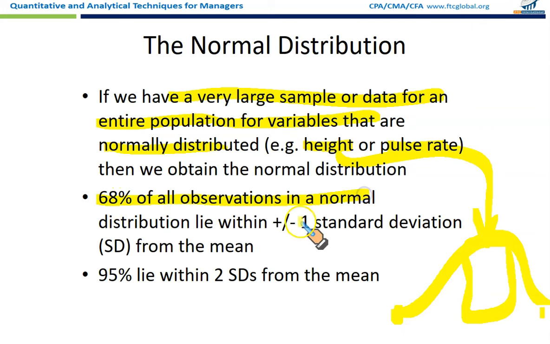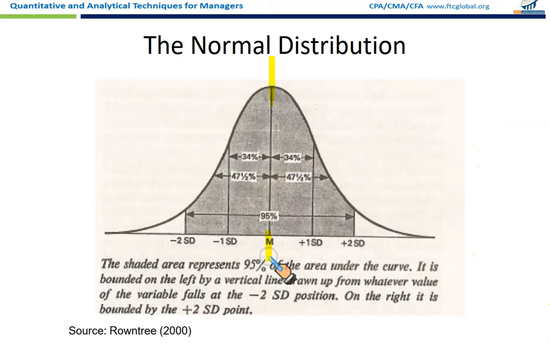It says that 68% of all observations in a normal distribution lie within one standard deviation from the mean. What does it exactly mean? Let me show you. This is the mean. 68% of all the stuff you're measuring will fall within one standard deviation from the mean, plus one standard deviation, minus one standard deviation. That is 34% to the right, 34% to the left, which gives you a total of 68%. So about 68% of all the observations will fall within one standard deviation from the mean. And about 95% of observations will fall between two standard deviations from the mean.